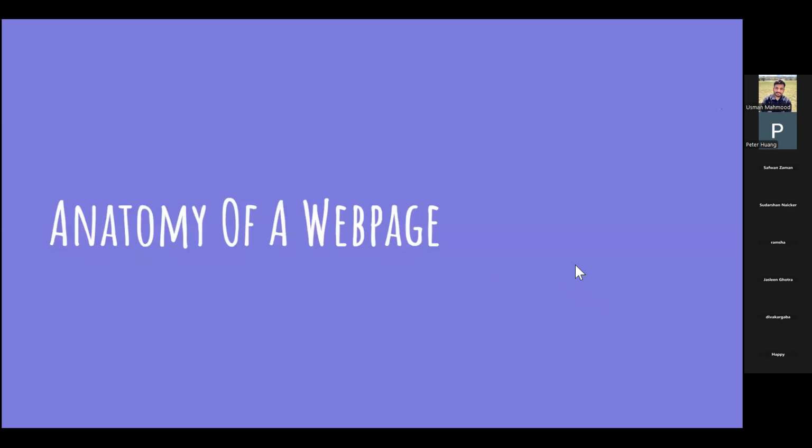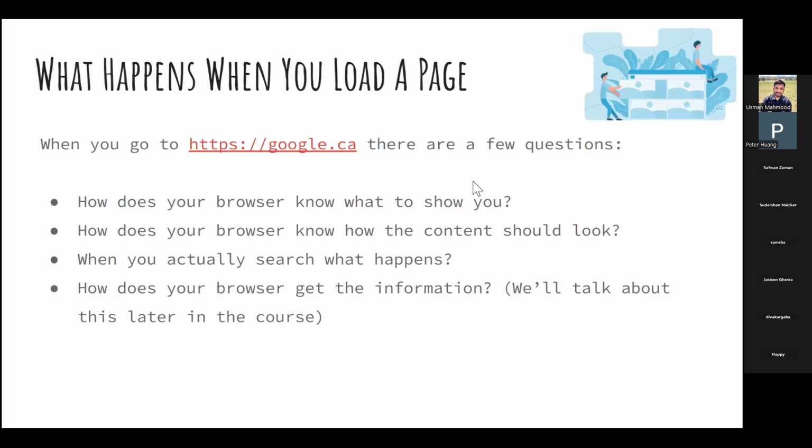To begin, the anatomy of the web page. When you load a page, such as Google, what does your browser want to show you? What's the content going to look like? What happens when you do a search, and how does your browser get the information? Regarding getting the information, we'll be discussing that in the later part of the sessions.